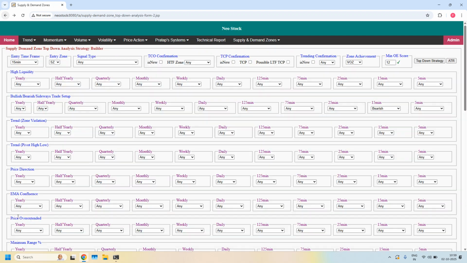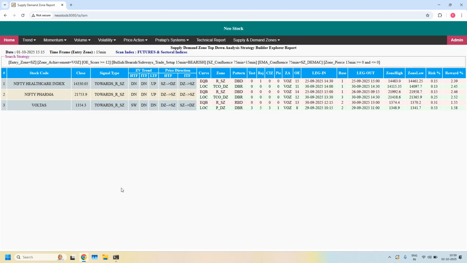So further filter based on EMA confluence at 75 minute supply zone: 75 minute supply zone with daily EMA confluence. We got 3 stocks. So these 3 75 minute supply zones might be having more high probability to get success, provided less than 20 checklist items are satisfied.